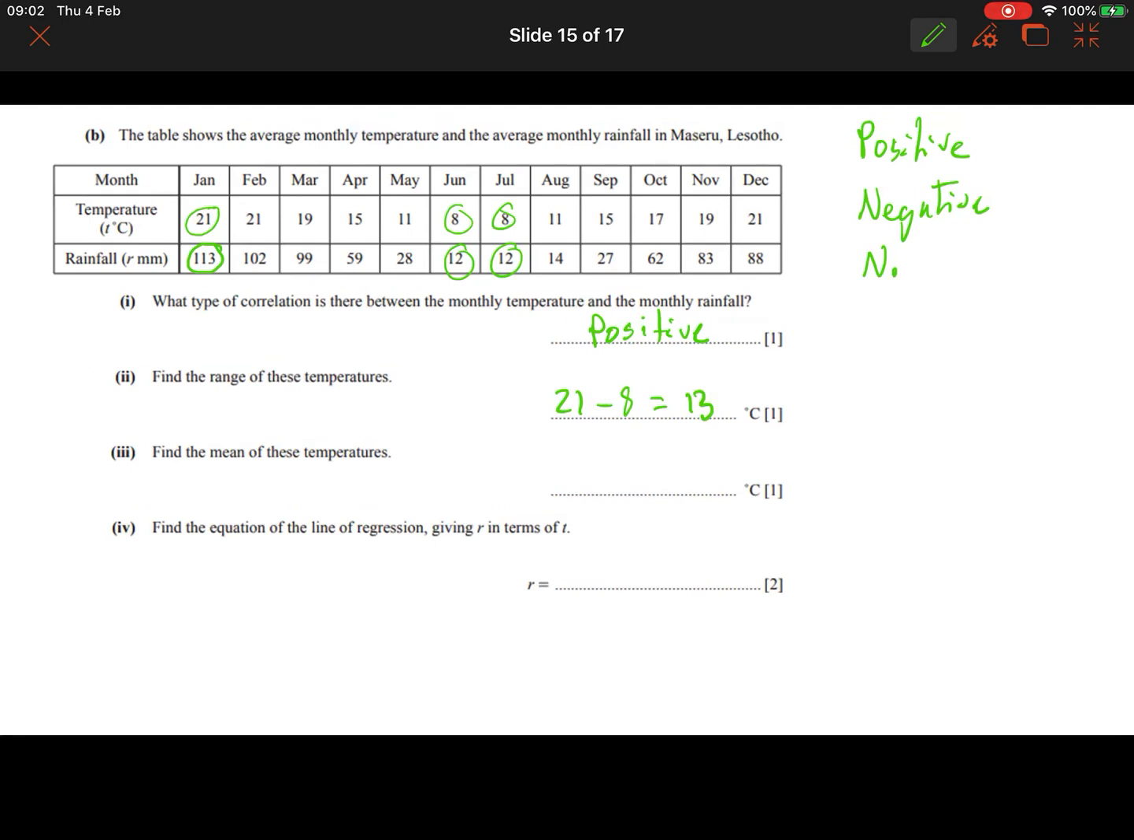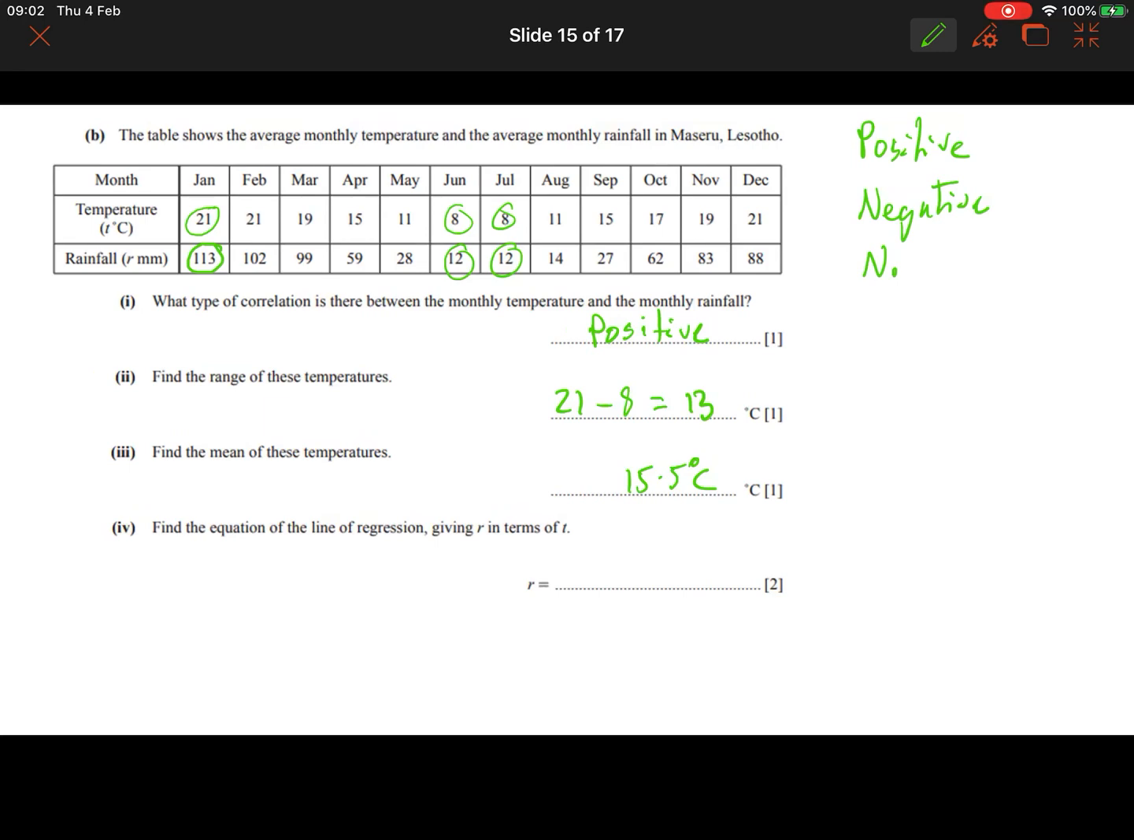The mean of these temperatures is, well, you're just going to add them all up and divide by 12. So basically, bear with me while I do that. Again, in the calculator video, I'm going to show you how you can do this nice and quickly. I'm just doing it the long way. Plus 8 plus 11 plus 15 plus 17 plus 19 plus 21 is 186 divided by 12. The answer is 15.5 degrees C.